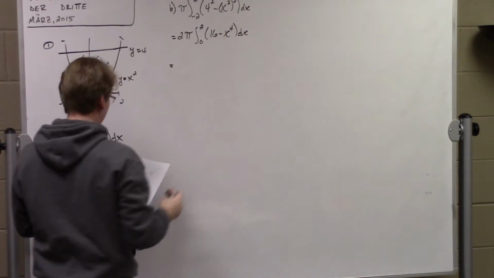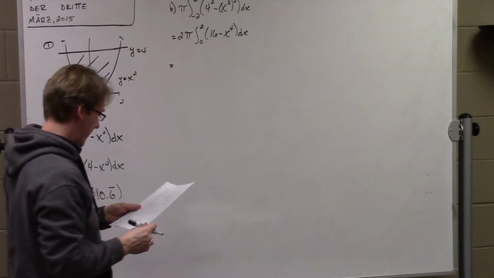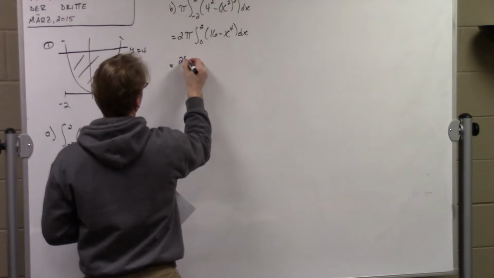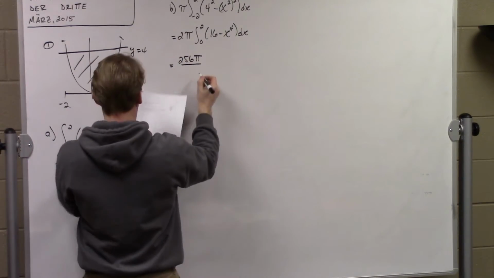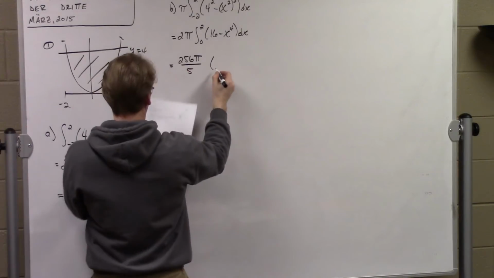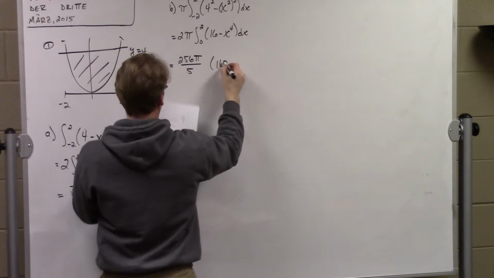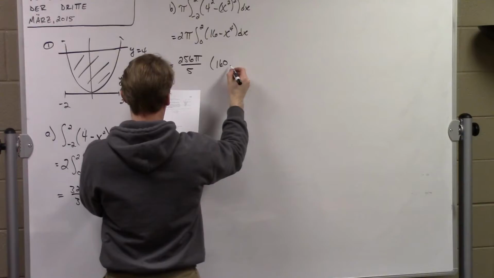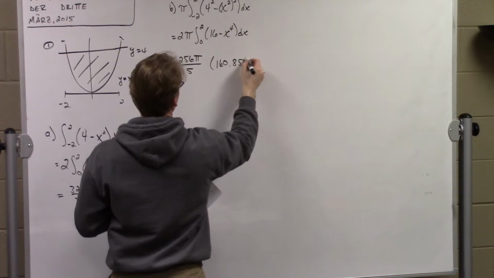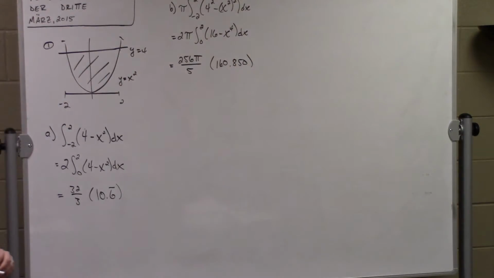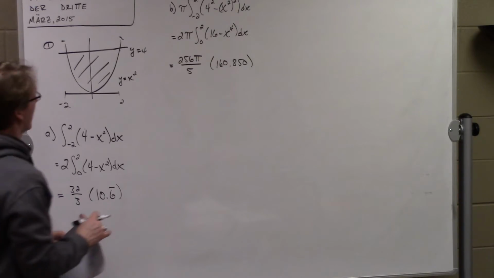Alright, and the answer for that would have been, if you did it without a calculator, 256 pi over 5. If you used the calculator, you got 160.850. Okay? And I'm just going to write these down until y'all say stop, because if you get it and you're following along, great. If you need me to go back and talk about it, then just stop me.